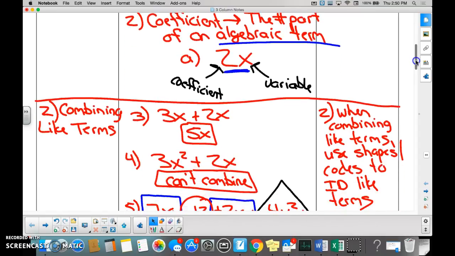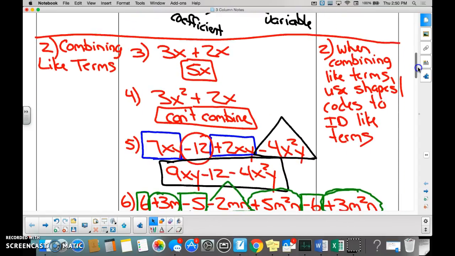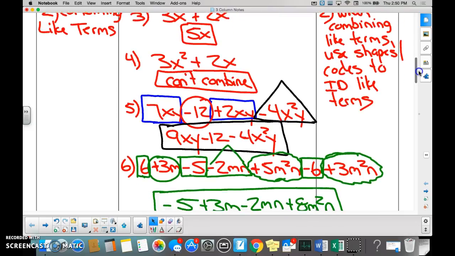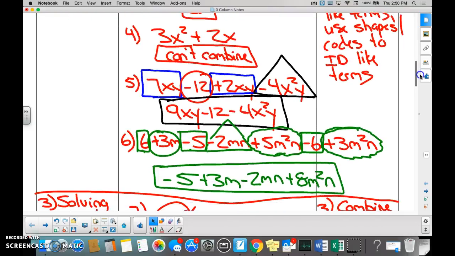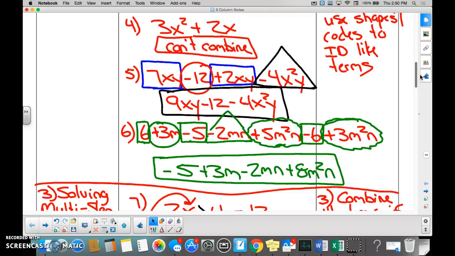Part number 2, combining like terms. What we're showing you here is that all of our like terms were coordinated together. On number 5, we had blue boxes around the like terms, a red circle, and a black triangle. On number 6, we just used boxes, triangles, squiggly circles, and a circle. Right? And I think a triangle too.